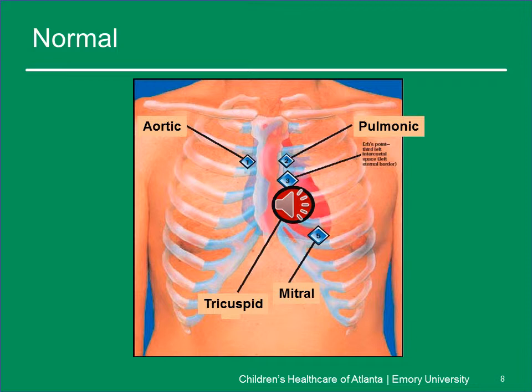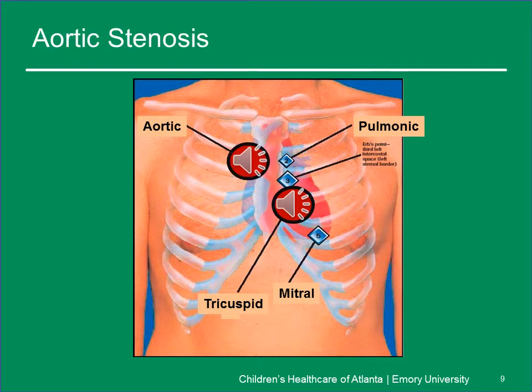This is a normal first and second heart sound. As opposed to someone who has aortic stenosis, there's a large, harsh systolic murmur, oftentimes classically described as best appreciated at the right upper sternal border.